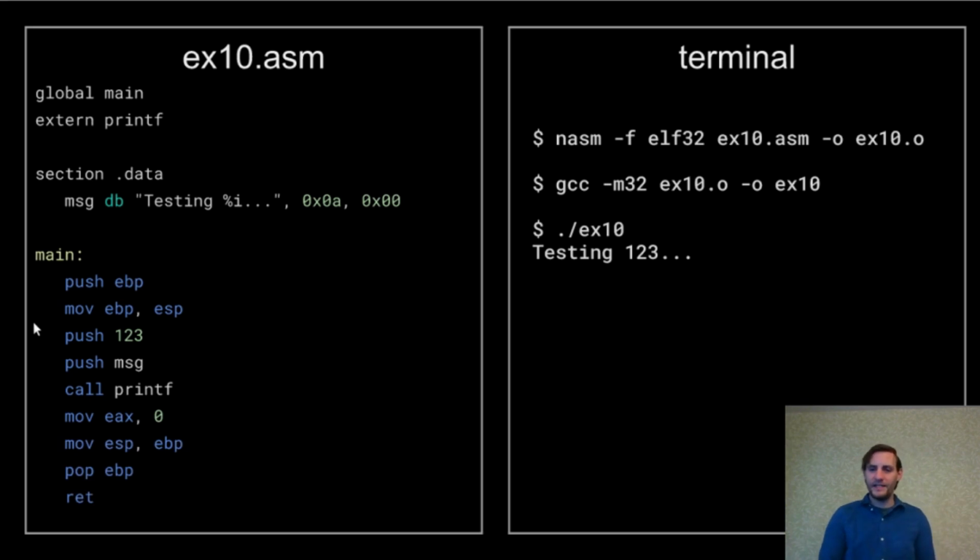Now we can assemble it like usual, but when it comes time to link it, we use GCC, just because it's easier to include the C standard library and everything. I'm passing the -m32 flag here because this is 32-bit assembly. After this series, I might do some videos on 64-bit assembly, but this series is specifically for 32-bit code. And if we execute the program, it says testing 123... Pretty cool. Now you know how to interact with C from assembly.